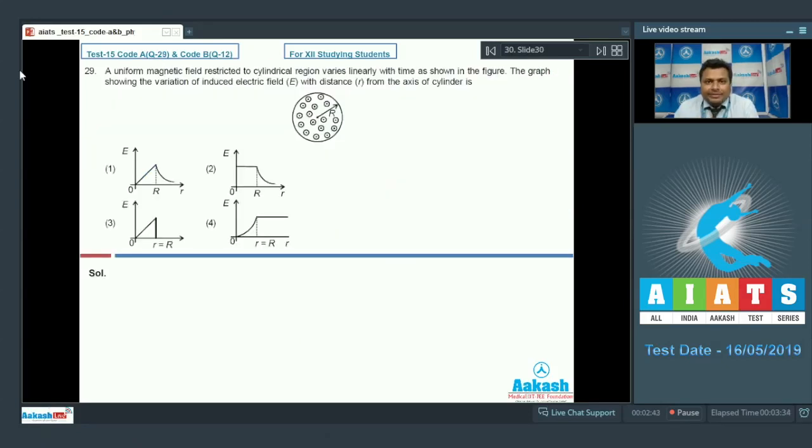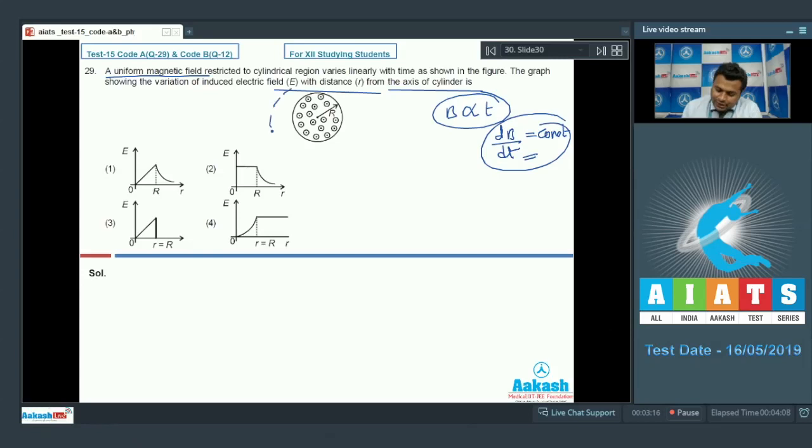So here is question number 29, everyone. Uniform magnetic field restricted to cylindrical region varies linearly with time as shown in figure. The graph showing the variation of induced electric field E with a distance r from the axis of cylinder will be what? Now, according to the question, the magnetic field B is directly proportional to time. Or we can write this, dB by dt will always be constant.